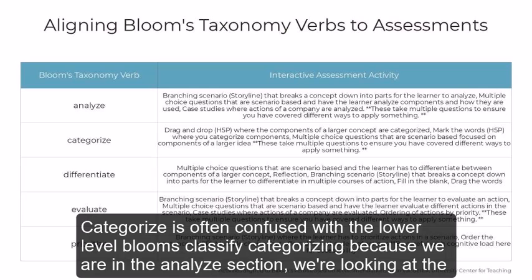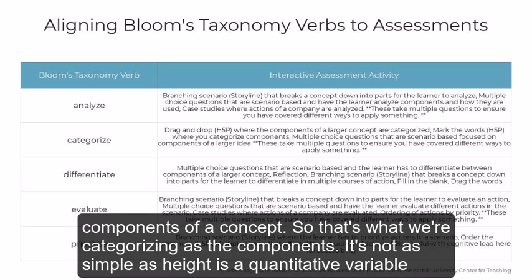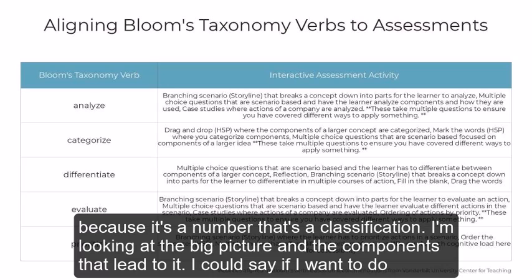Categorize is often confused with the lower-level Bloom's classify. When categorizing, because we are in the analyze section, we're looking at the components of a concept. So that's what we're categorizing: the components. It's not as simple as "height is a quantitative variable because it's a number," which is a classification. I'm looking at the big picture and the components that lead to it.